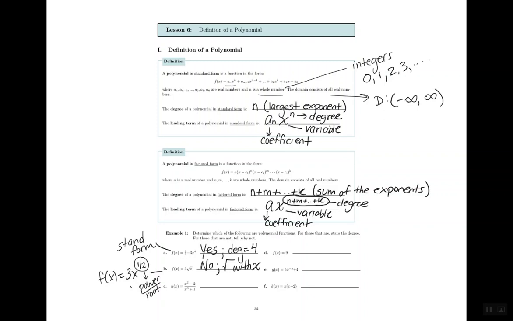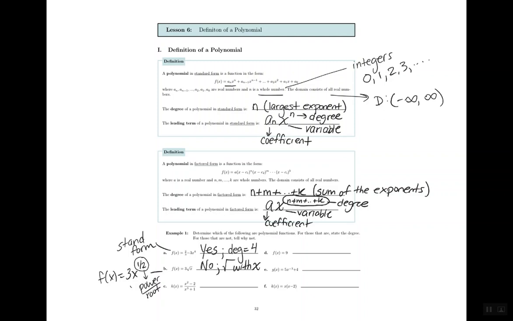If we were given a function like f of x equals the square root of 3, that could still represent a polynomial because the square root of 3 is a real number. So if you have a radical with x in it, then we can state that that function does not represent a polynomial because that would result in a fractional exponent.